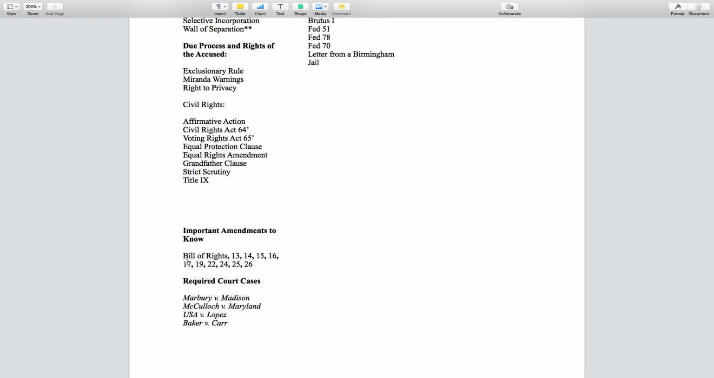17th Amendment, more democratization. You get the direct election of senators. 19th Amendment, more democratization, more democracy. Women are guaranteed the right to vote. 22nd Amendment, the president gets 2 terms. The 24th Amendment is going to eliminate the poll tax. 25th Amendment, you get the presidential succession.